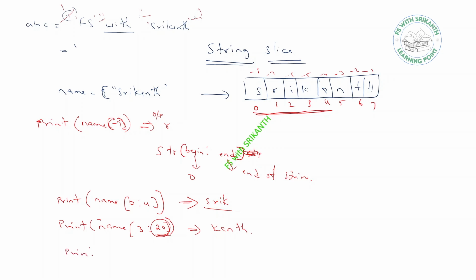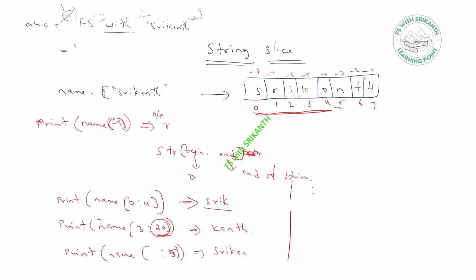Suppose I want to print name, but I don't want to provide the begin value. I want to provide only the end value, like 5. Then from the beginning it will print up to index value 5.